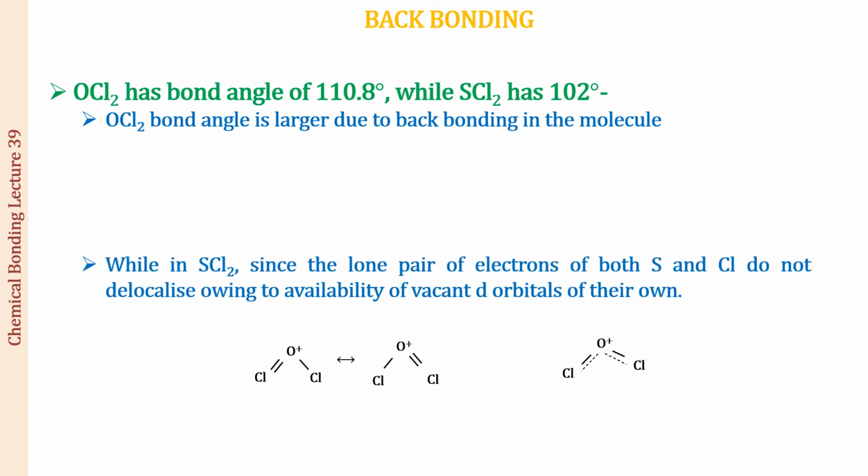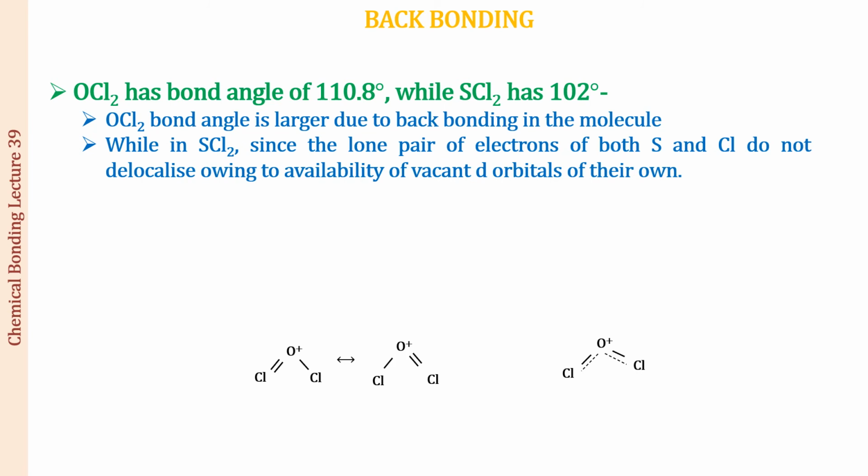Alright. And SCl2, well, there is going to be a bond between sulfur and chlorine. First of all, the necessary conditions, if you remember, one of them is that it has to be a second period element. Both of them are third period elements, so they are not going to undergo back bonding. And the lone pairs of electrons on both sulfur and chlorine do not delocalize owing to the availability of vacant d orbitals on their own. So there is going to be no back bonding in the case of SCl2.